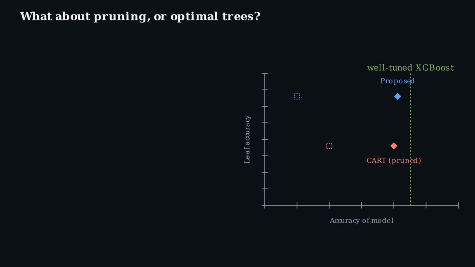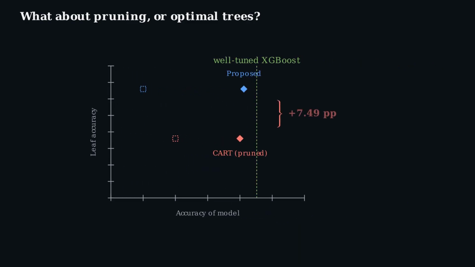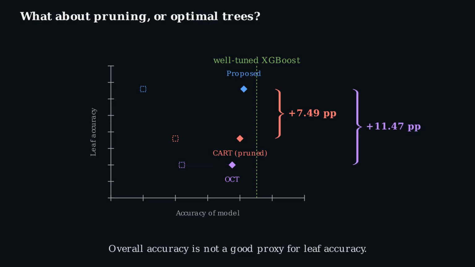What about cost complexity pruning, or an optimal tree approach like OCT by Bertsimas and Dunn? CART shown here is already pruned, and its leaf accuracy trails ours by about 7.5 points. OCT scores even worse, more than 11 points behind, because neither of them considers leaf accuracy. That suggests that overall accuracy is not a good proxy for leaf accuracy.